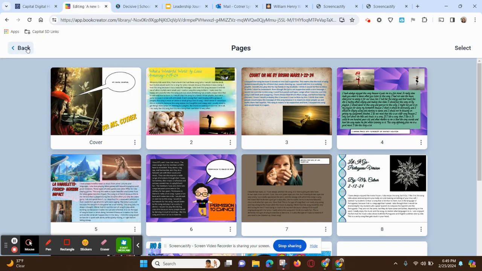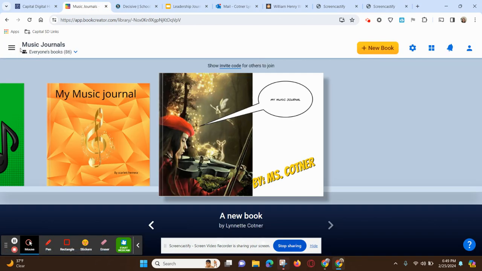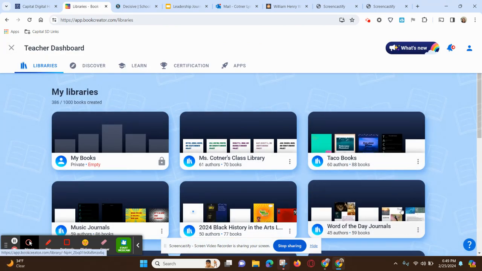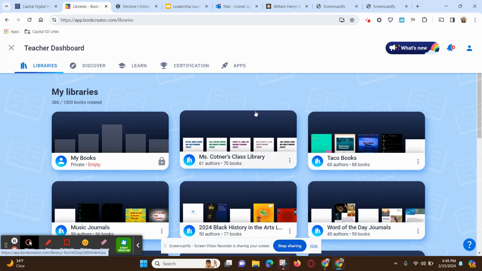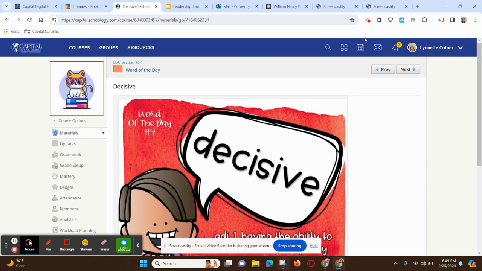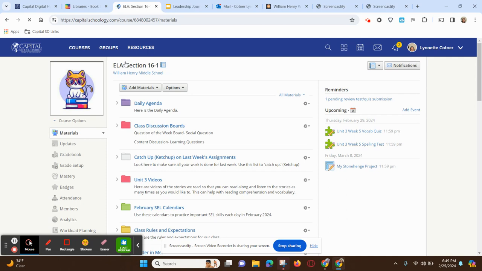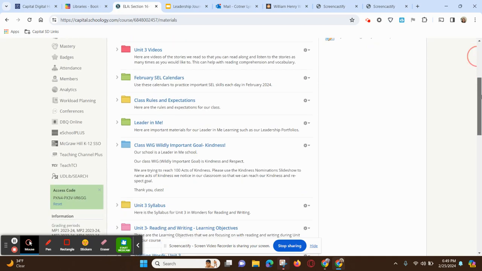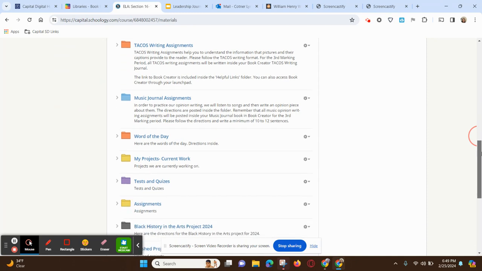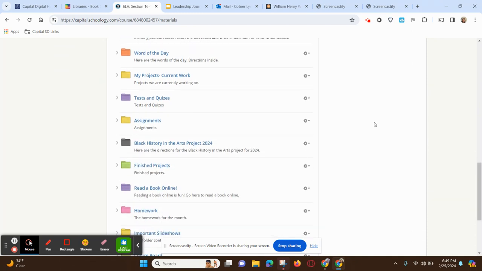So we have in our library a word of the day journal that students have made, and they just go in and it's a word per page. Very simple. Just trying to learn more words, more vocabulary, and if they know the word, how to spell it correctly. Trying to emphasize the basic skills so they can be more successful with their writing and, of course, their reading.